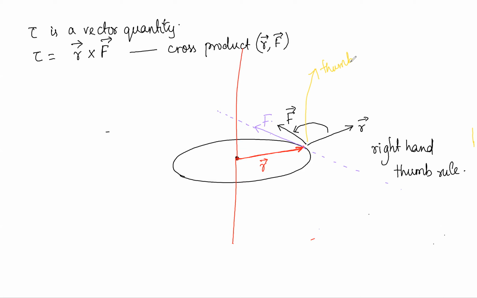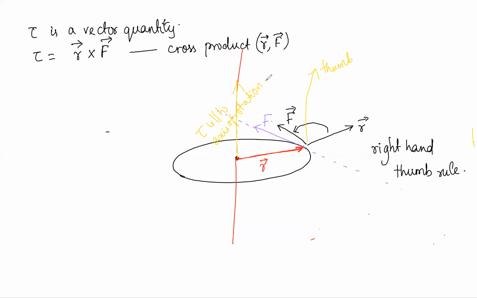So whenever a torque is acting, the torque is always parallel to the axis of rotation. Torque is parallel to axis of rotation. It is because of this that the object is rotating. समझ में आया? Or you can say that whenever a torque is acting, the object starts rotating along that direction. So the torque direction becomes the axis of rotation and the object starts rotating.